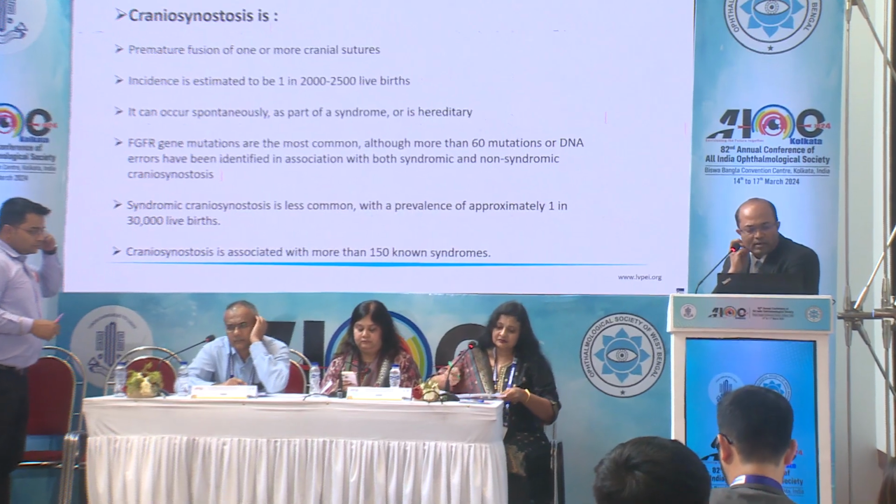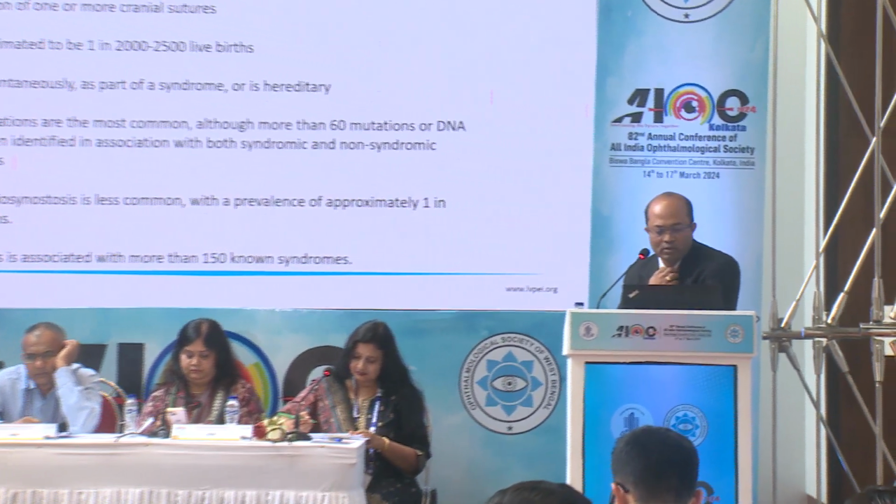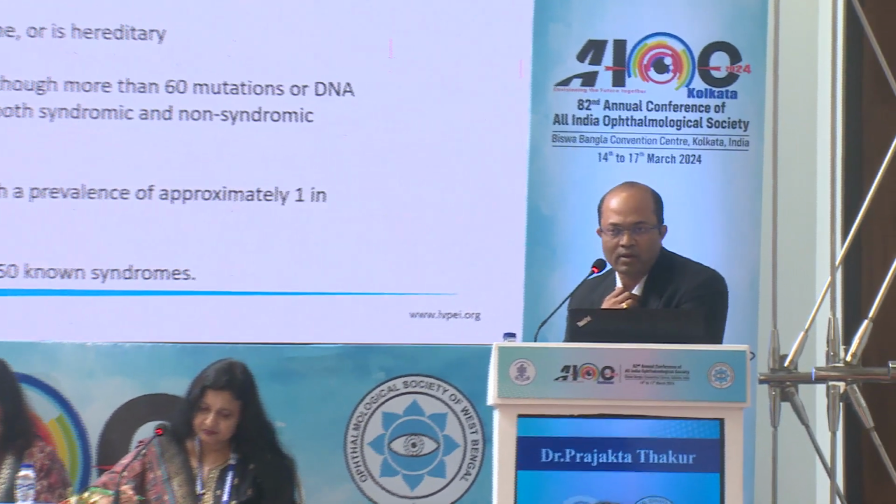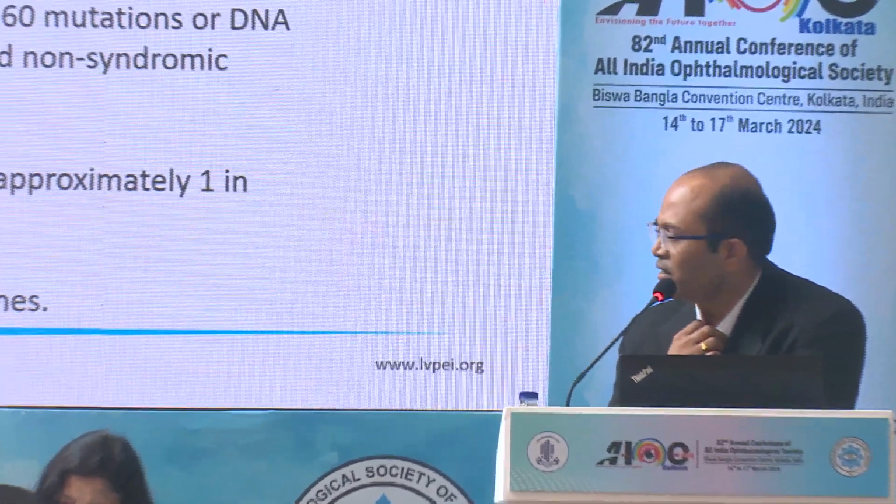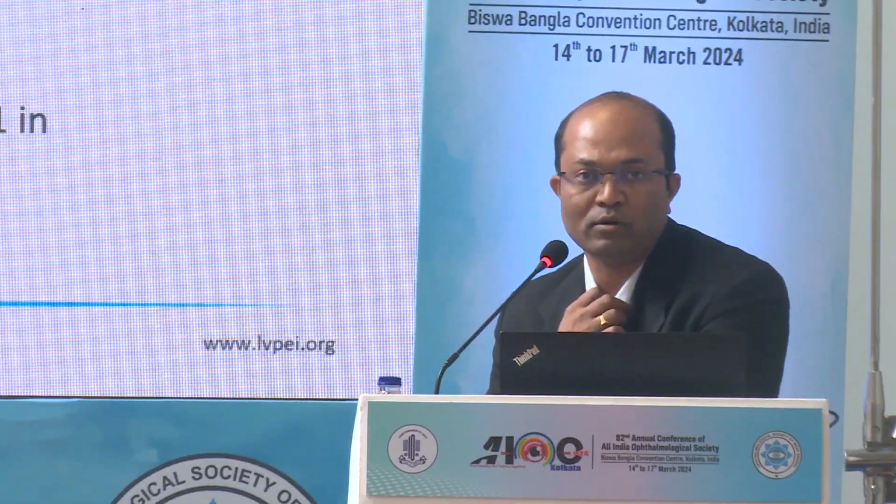So as we all know, craniosynostosis is a premature fusion of one or more cranial sutures, and it has an estimated incidence of 1 in 2000 or 2500 live children. It can occur spontaneously, as a part of a syndrome, or it could be hereditary, and it is always associated with n number of systemic disorders.